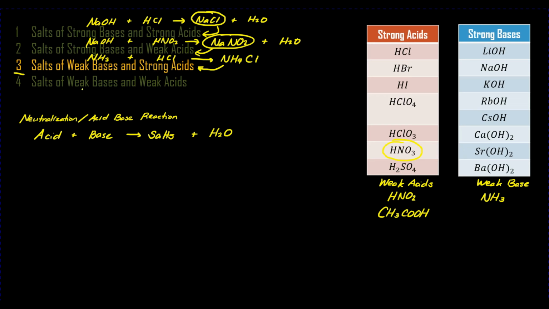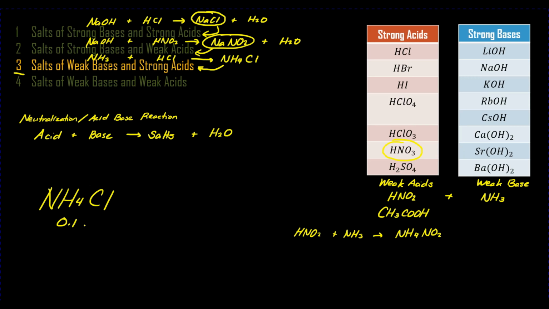For a salt of weak base and weak acid, you can just combine these two: HNO2 plus NH3, you will form ammonium nitrite. Ammonium nitrite is classified as a salt of weak base and weak acid. For this illustration, again, we will be computing for the pH of a solution with this salt, ammonium chloride.